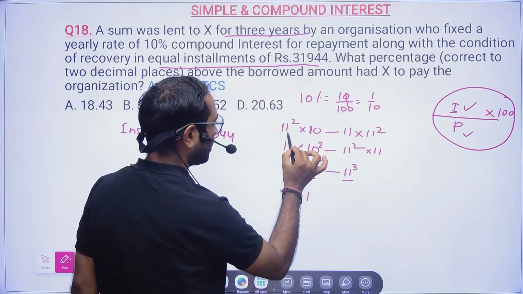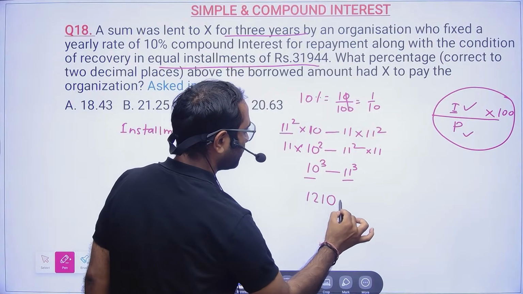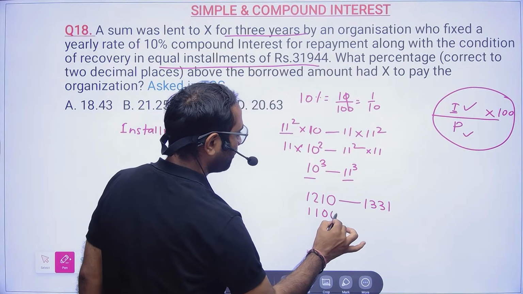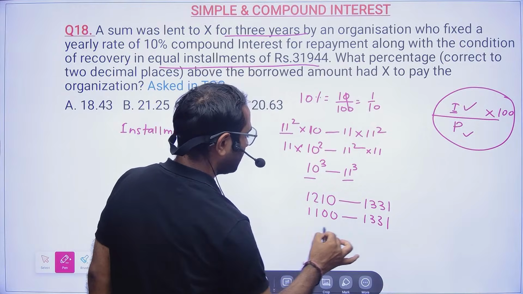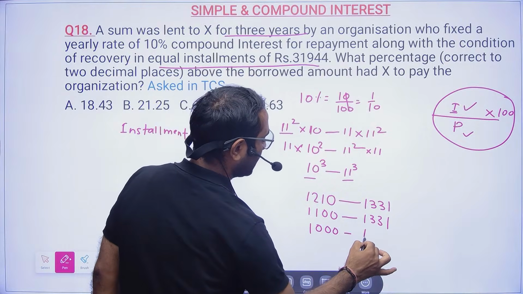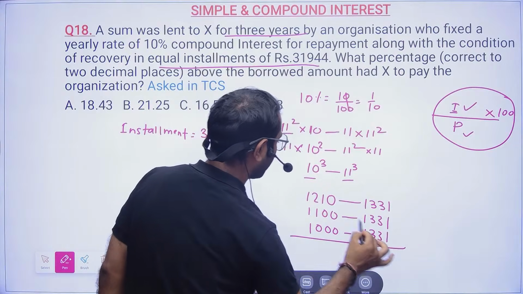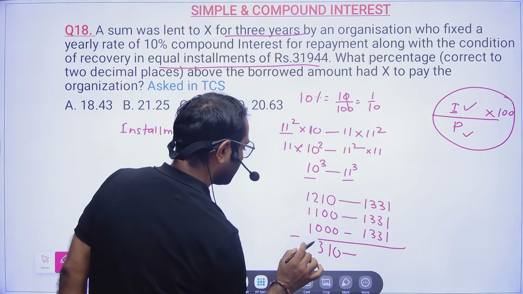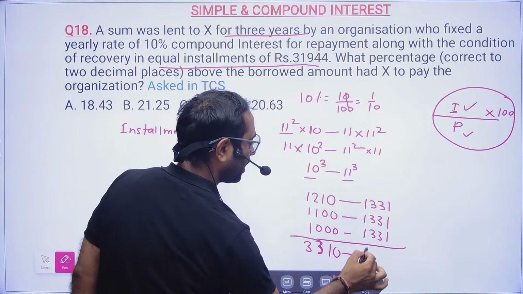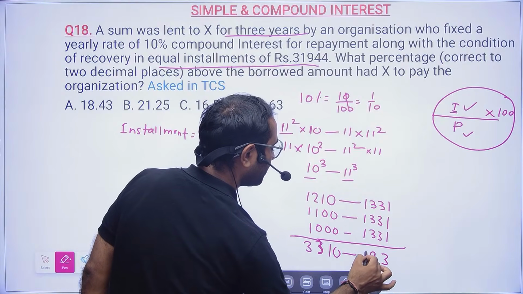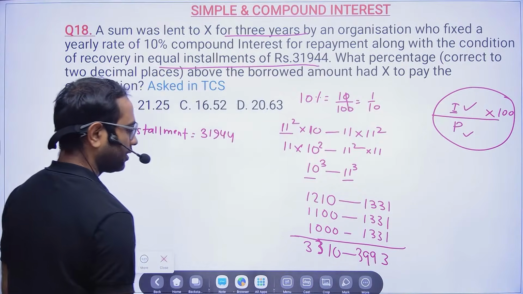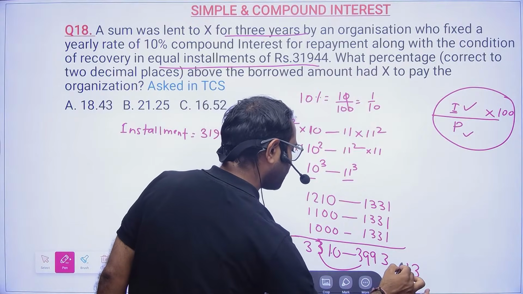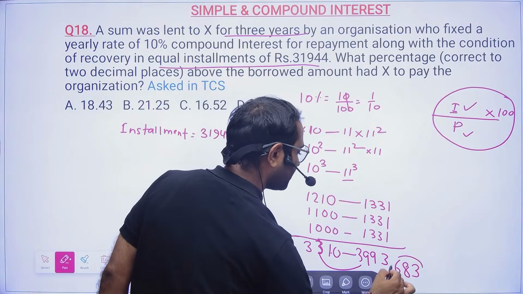So now 121, okay, and 11 cube is 1331. This is 1100 and this is 1331. This is 1000 and this is 1331, right? Okay, total will be what, sir? 3993, correct? Okay, fine. Sir, what is the interest? Interest is 3 minus 3 is 0, 9 minus 1 is 8, and 683 rupees is the interest.